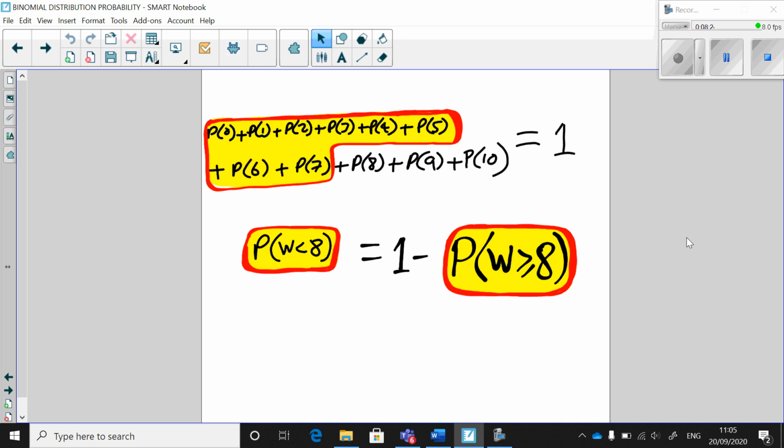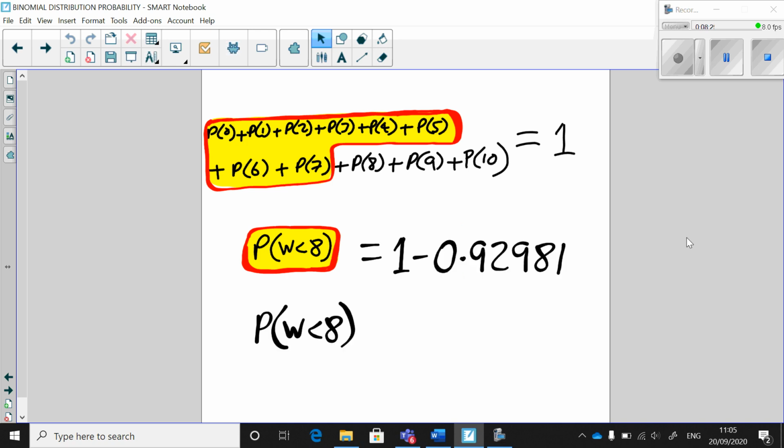Right. Probability is 1 and less than 8. That's going to be 1 minus. Remember the 0.92981? Already done that. And fire that into the calculator, and you get that answer there. 0.07019. In little bits. And again, for consistency here, folks, I've just been working at 5 decimal places. For whatever reason. Because it's my game.